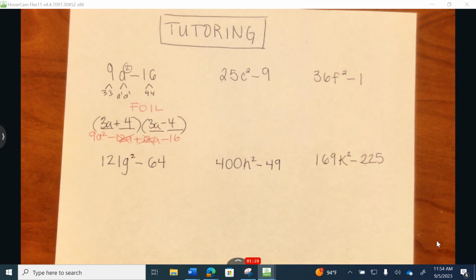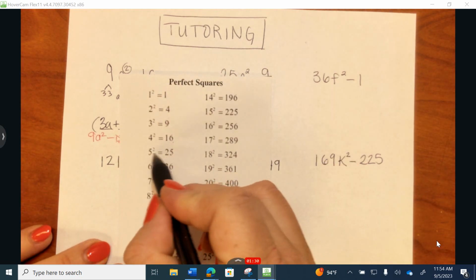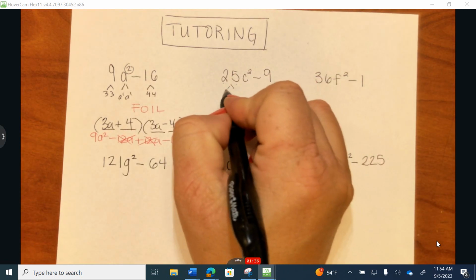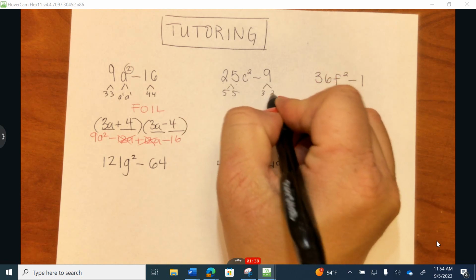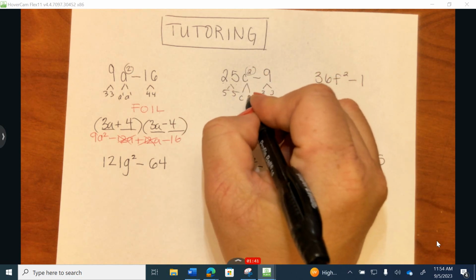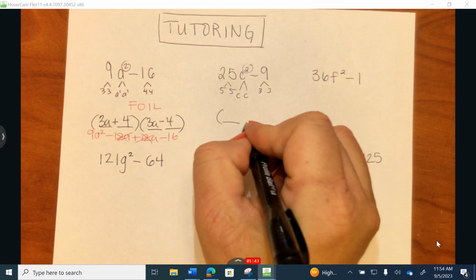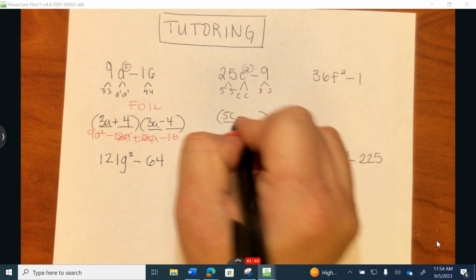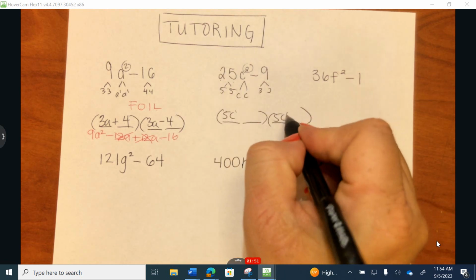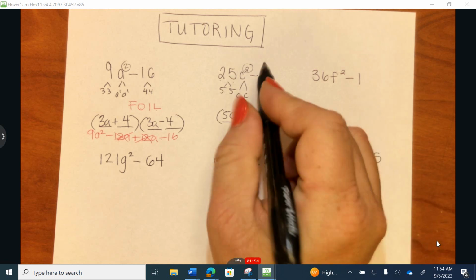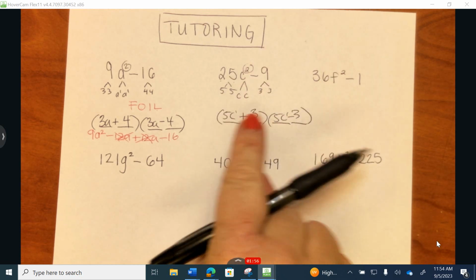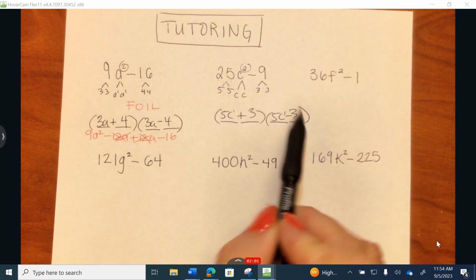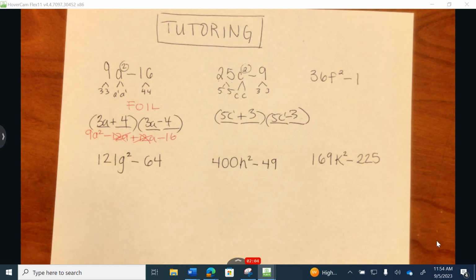Okay, let's look for 25 and 9. 25 is 5 times 5, 9 is 3 times 3. And now I'm going to divide this by 2 to get c to the first and c to the first. So the 5's and the c's come from the front. In the front place of both parentheses, I'll put a 5c. The 3's come from the back. One's going to be positive and one's going to be negative. It doesn't matter which one is positive in between and which one is negative. And again, if you went through and FOILed this, we'd come up with the original expression.